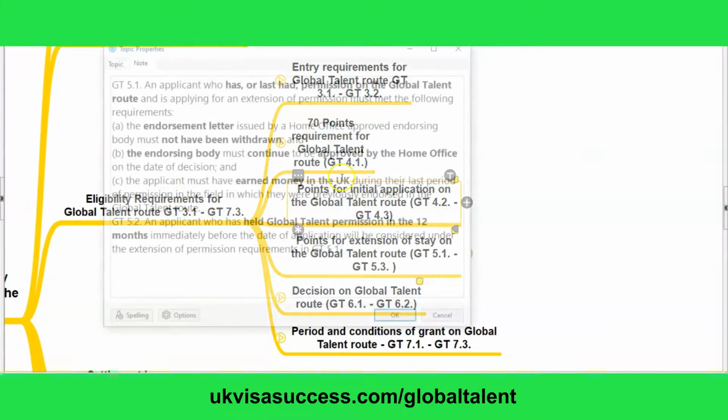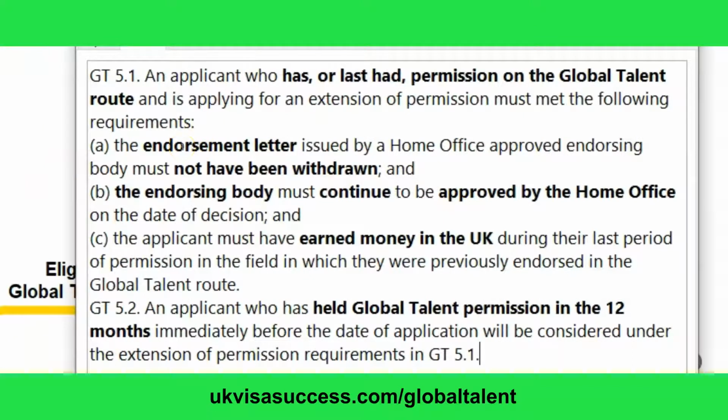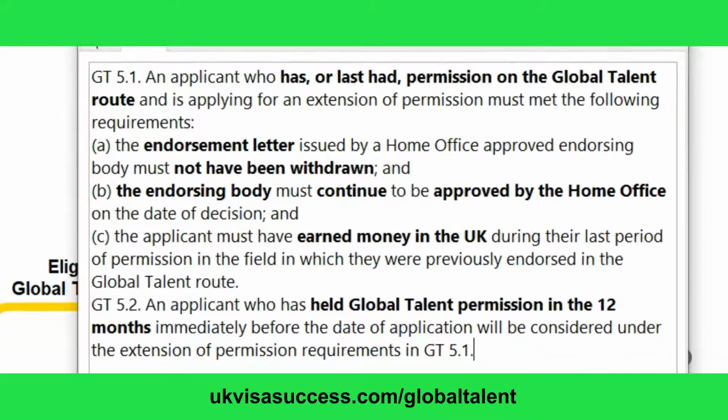And with regards to the applications for permission to stay, you need to prove that your endorsement letter was issued by the Home Office approved endorsing body and it was not withdrawn, and the endorsing body is still approved by the Home Office, and you earned some money in the UK. And these are for applicants who had their global talent visas in the last 12 months, immediately before the date of the application.